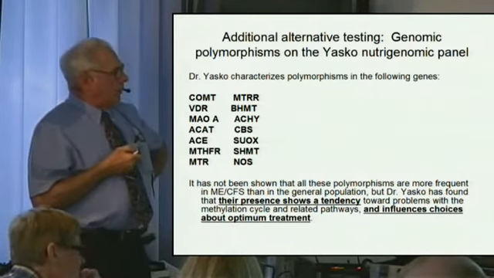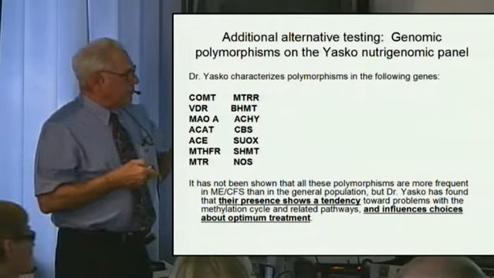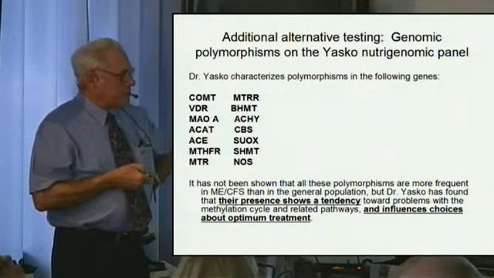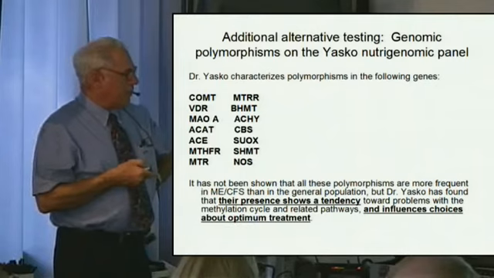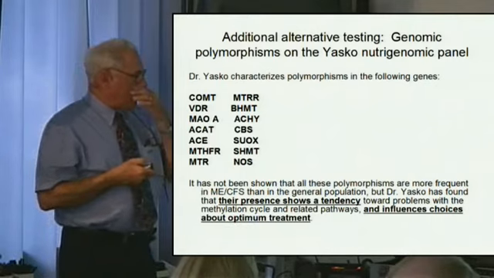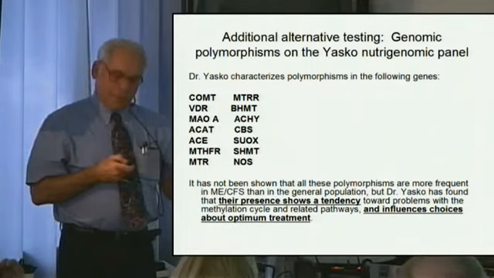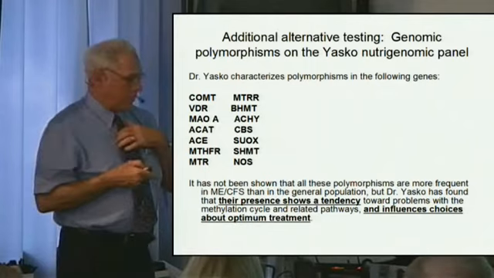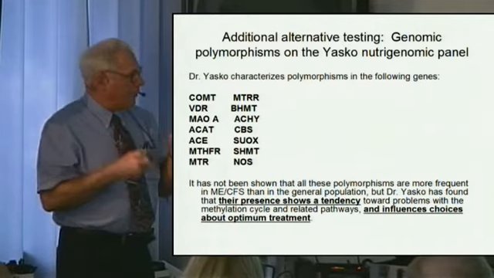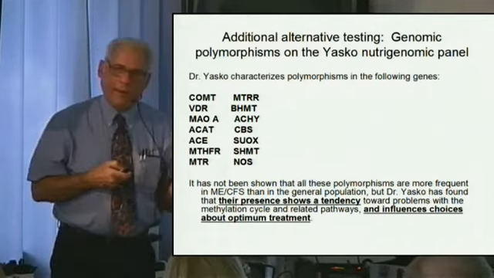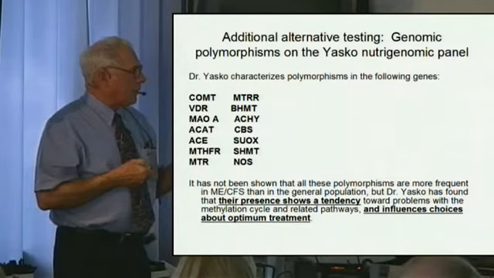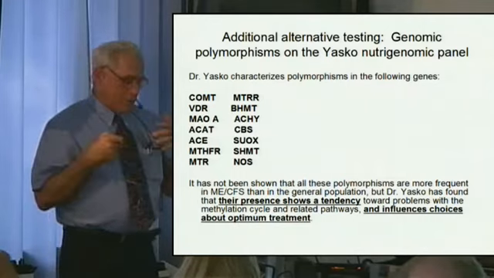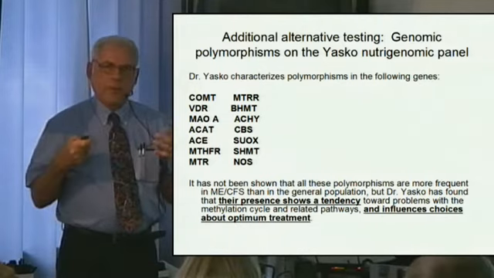Well, the presence of these SNPs or polymorphisms shows tendencies toward problems. They don't tell you exactly what's going on, and that's why I like the biochemical panel I talked about before, the methylation pathways panel, because it tells you exactly what you have. This tells you what you tend to have. And if you have a lot of these polymorphisms, it explains why you're tending toward a methylation cycle problem.